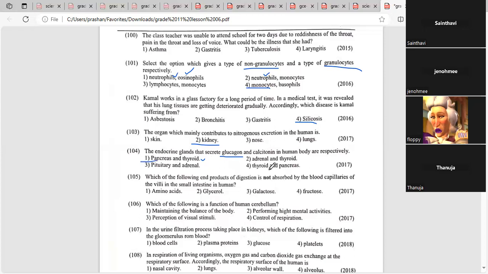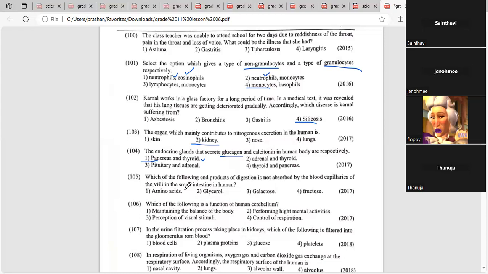Thyroid produces calcitonin. Without knowing any information about calcitonin also, you can find the correct answer here. Because you know glucagon is produced by pancreas. Therefore, first answer should be pancreas. Therefore, you can select this answer. Correct answer is first one. Pancreas and thyroid. Thyroid gland secretes calcitonin.